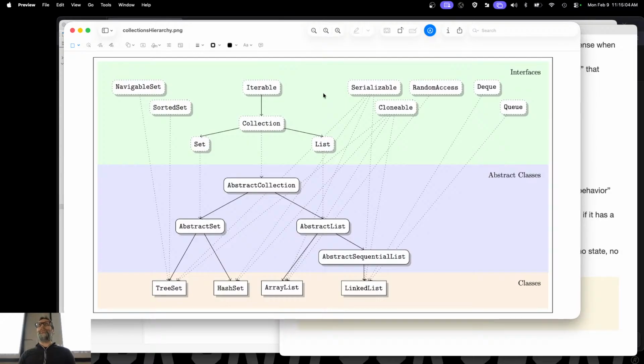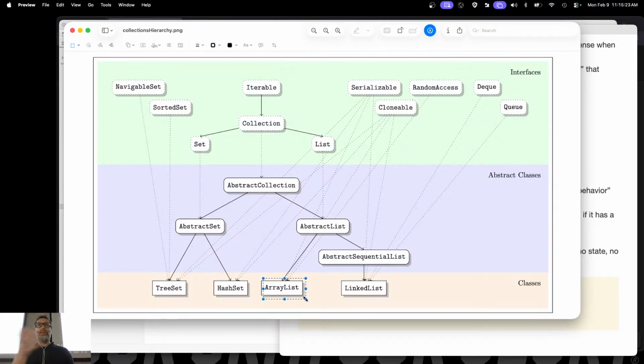Sometimes they define aspects, not behavior, but the nature of things. For example, random access over here. That's something you can inherit right down here to the array list.